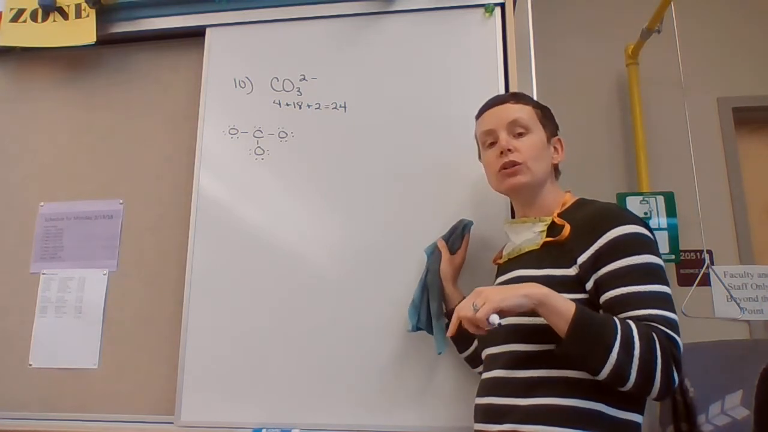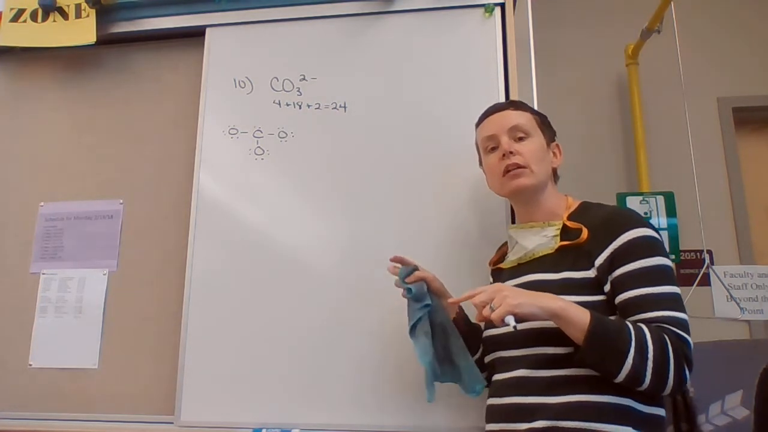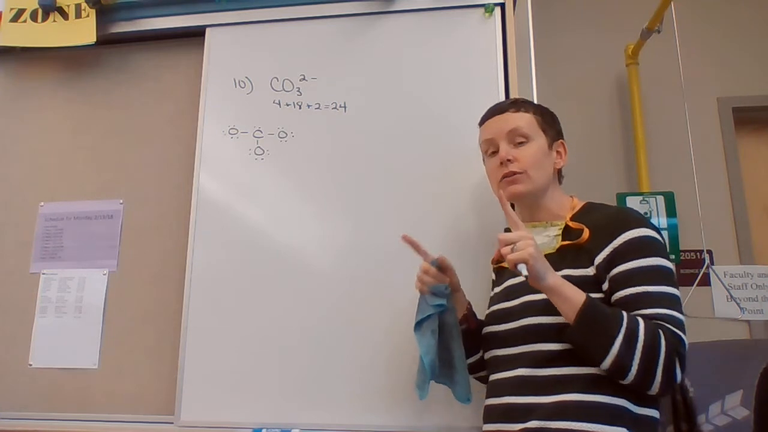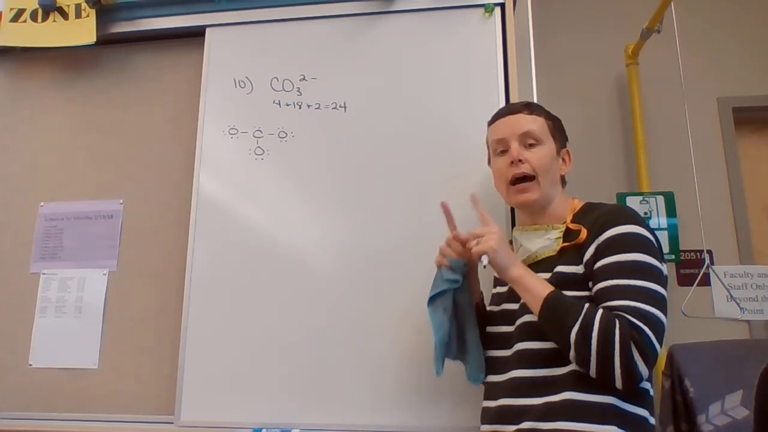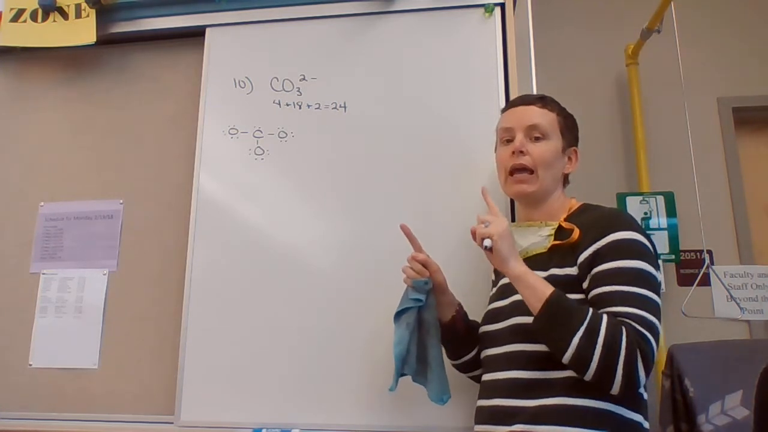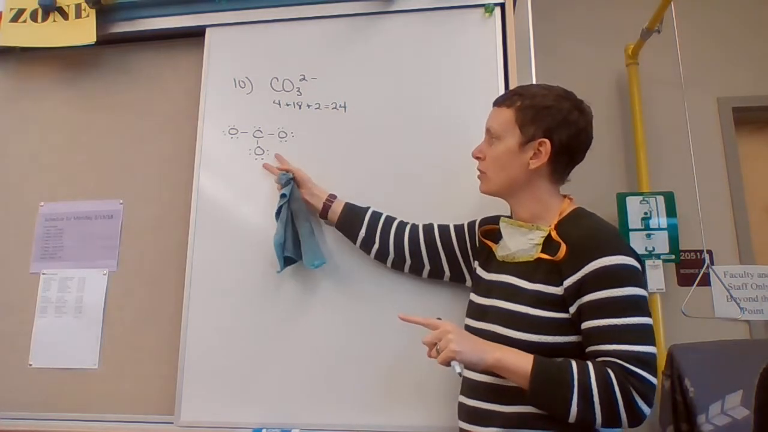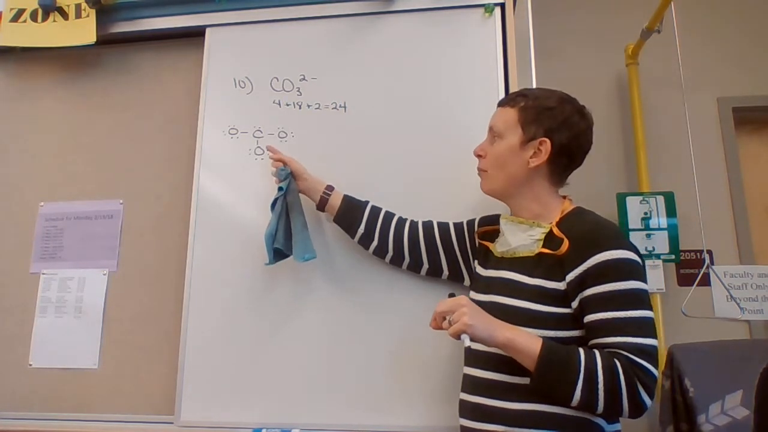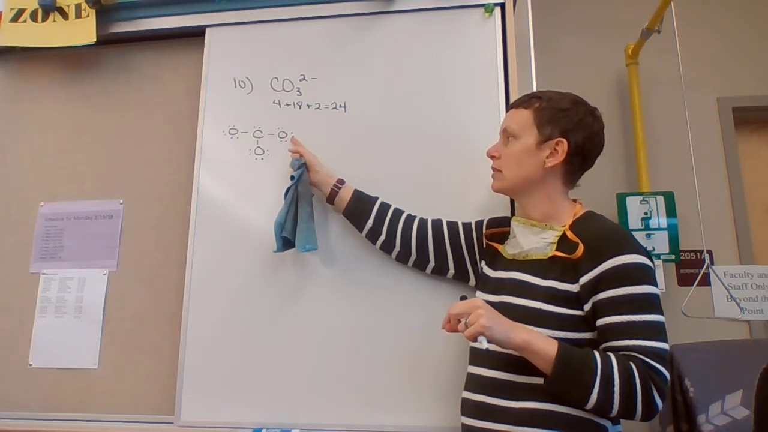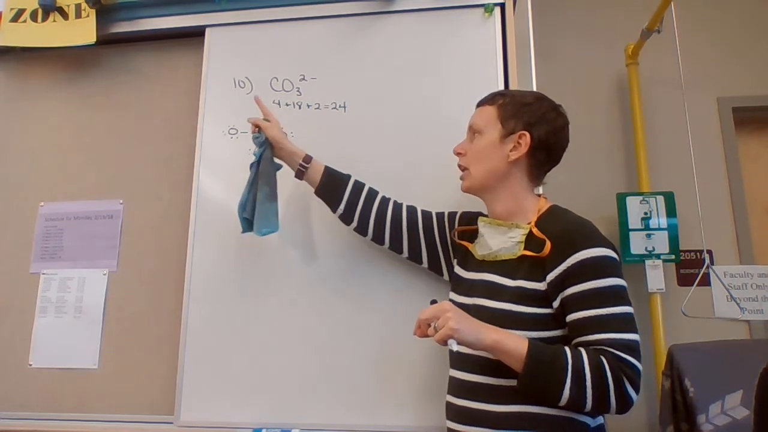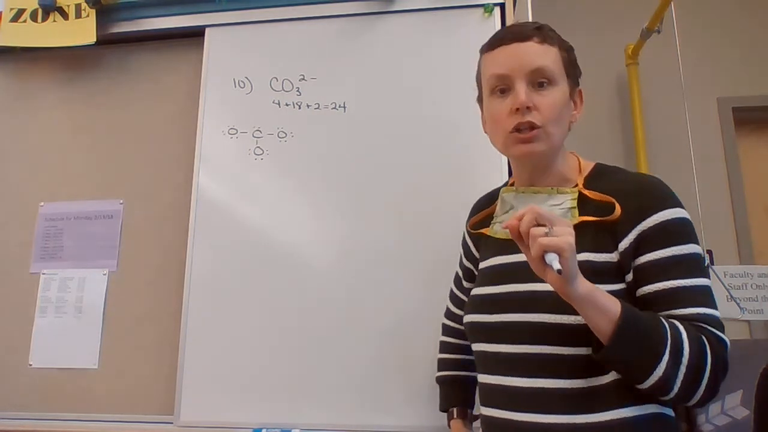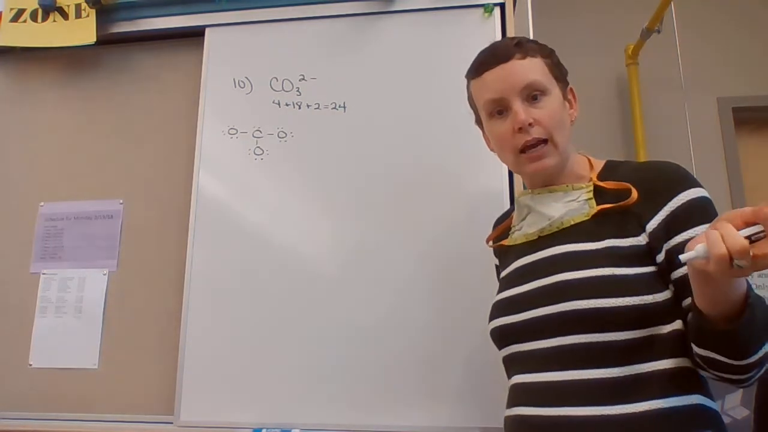Remember, when you erase 2 pairs, those pairs have to come from 2 different atoms, and those 2 atoms have to be attached to each other. So I cannot erase 2 pairs off of this oxygen. I also cannot erase a pair off of this oxygen and a pair off of this oxygen, or a pair off of this oxygen and a pair off of this oxygen. All of the oxygens are attached to carbon. None of them are attached to an oxygen.